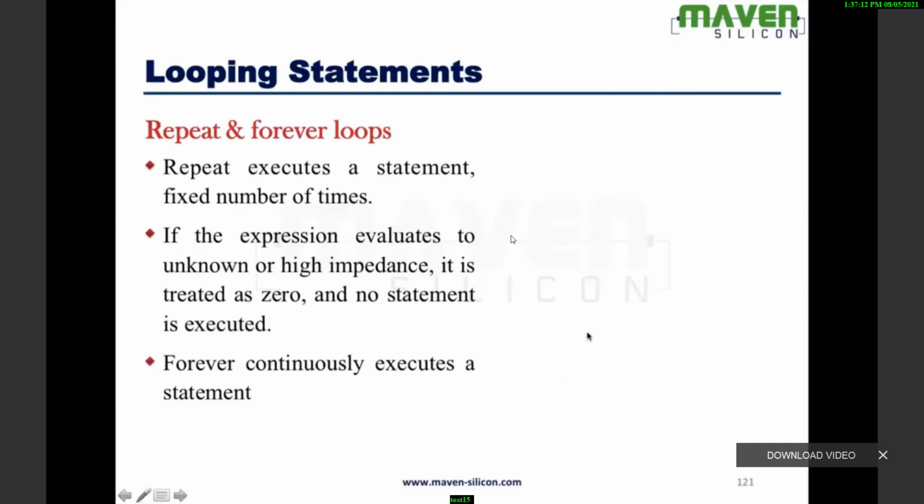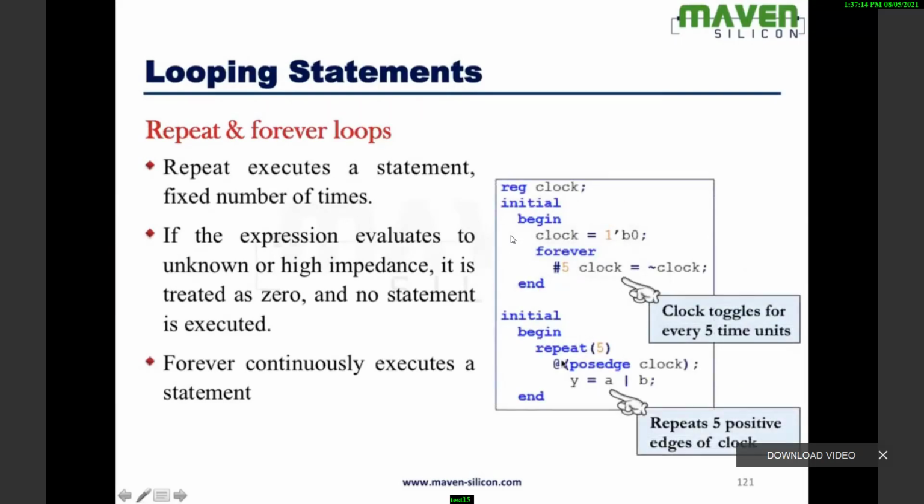Repeat and forever loops. We can repeat a particular loop for a particular time. Repeat 5 at posedge clock. So here you are not using begin end, so it's going to consider only one statement. So there will be 5 posedge clock. It's going to repeat. So the simulation will advance by 5 clock edges. But when you say forever, it's going to happen continuously, right? So the clock is going to toggle every 5 nanoseconds continuously until you stop the simulation, right? So that is called forever execution.